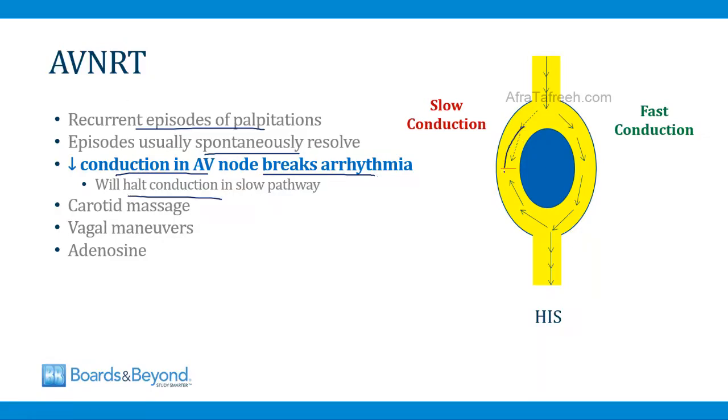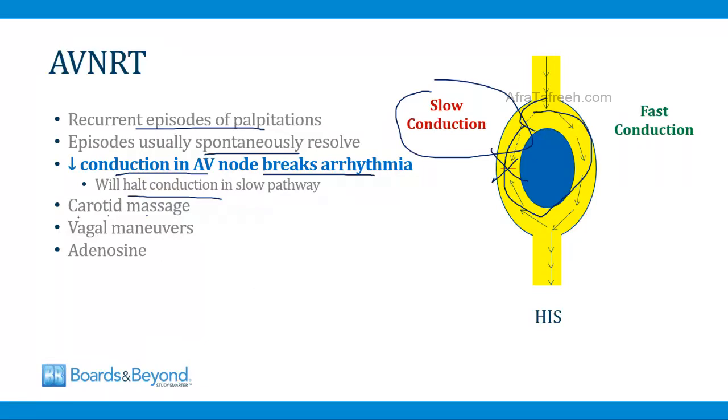So as I said before, imagine you have electricity going around and around in these dual pathways. Anything that slows conduction in the slow pathway will halt conduction here, and that will break the circuit and sinus rhythm will return. And there are basically three ways we slow conduction in the AV node that you should be aware of for your boards.